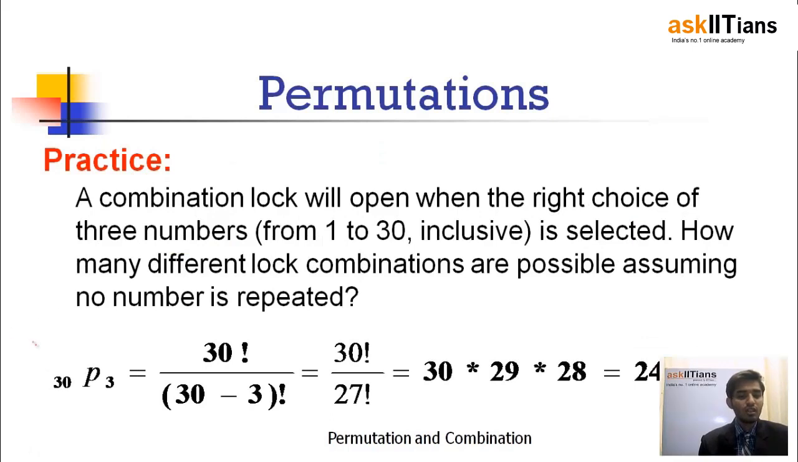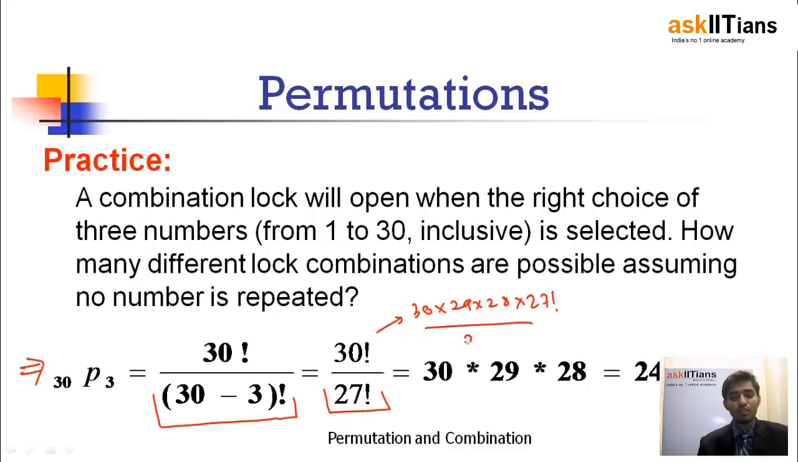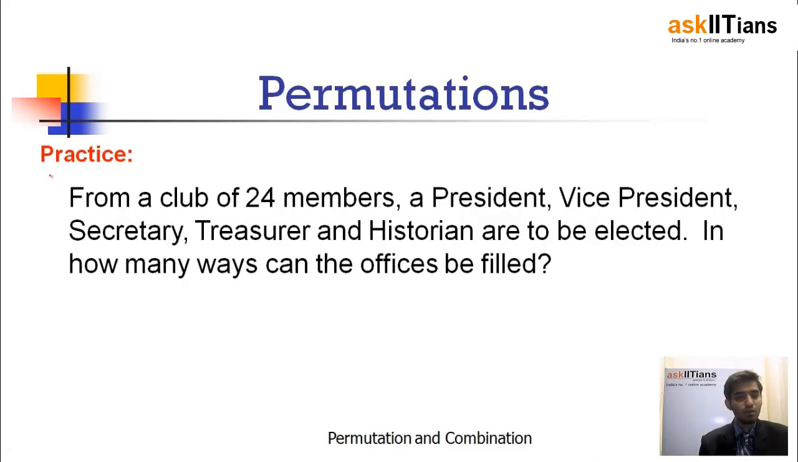I will use 30P3. The total number of ways of doing this will be 30P3, which will be equal to 30 factorial divided by (30 minus 3) factorial, which is equal to 30 factorial divided by 27 factorial. Now this 30 factorial is 30 into 29 into 28 into 27 factorial, divided by 27 factorial. So this 27 factorial will get cancelled, and you will get 30 into 29 into 28, which will be equal to 24,360. Let us practice one more problem based on this.